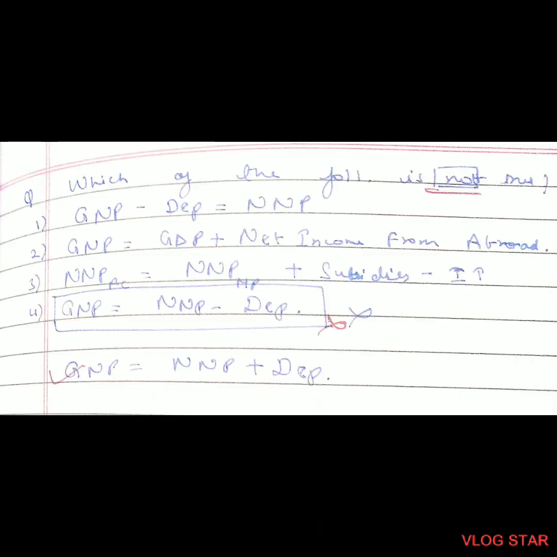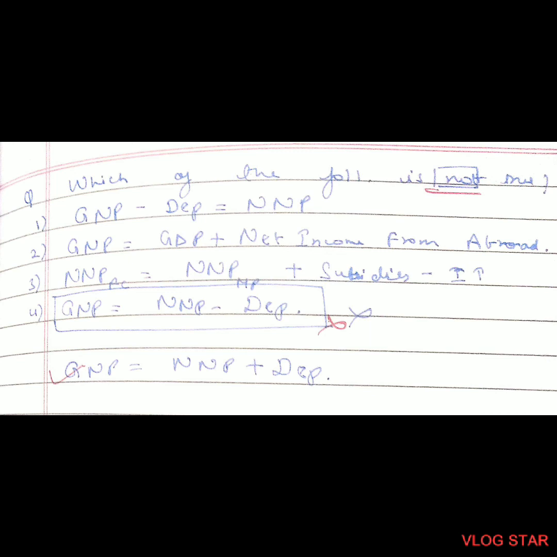Next question, which of the following formulas are not true? First one is true. Why? As we read, net is equal to gross minus depreciation. So formula is as it is given, so it's correct. Second one is also correct. Why? Because we read the formula GDP is equal to GNP minus NFIA. So GNP would be GDP plus NFIA.